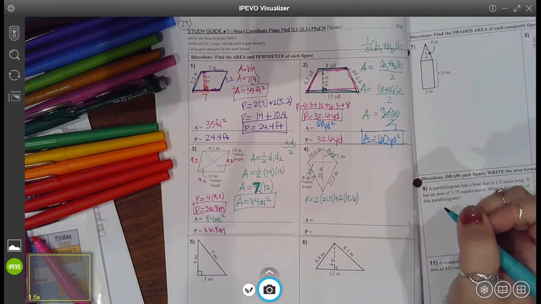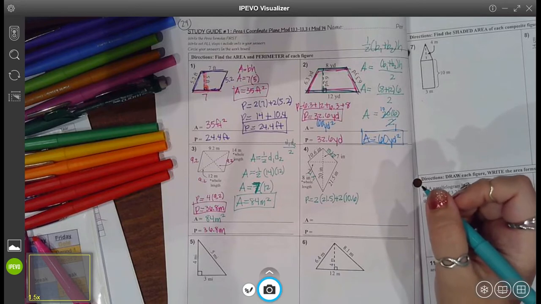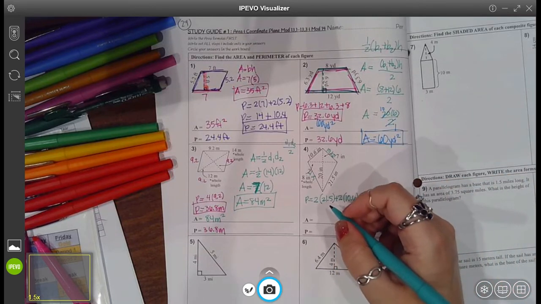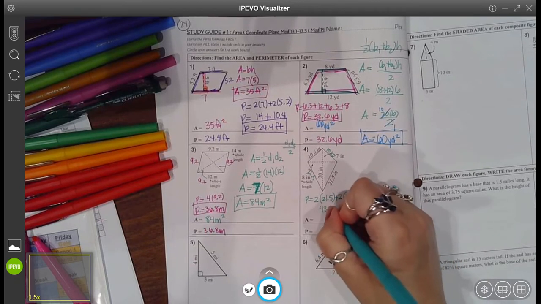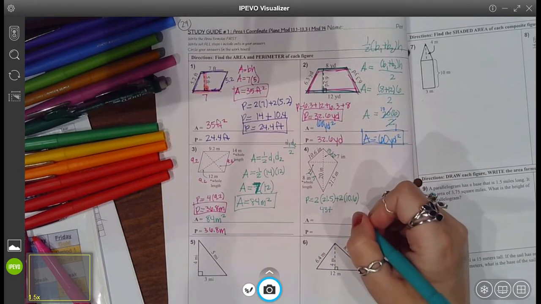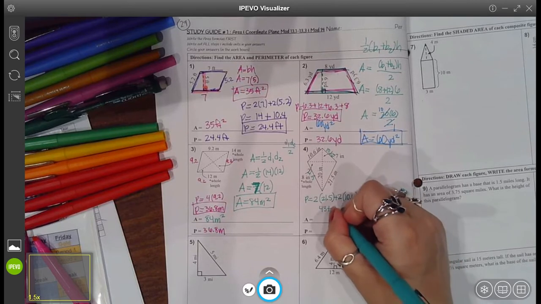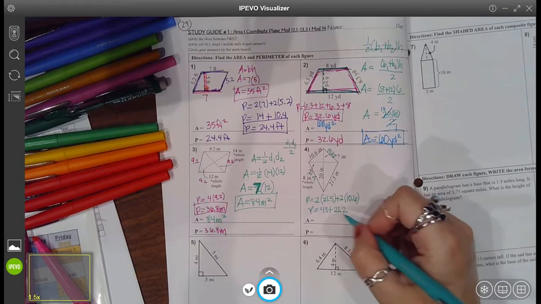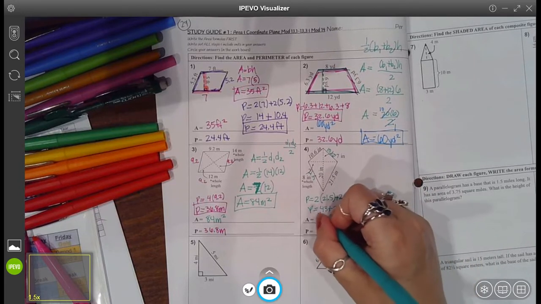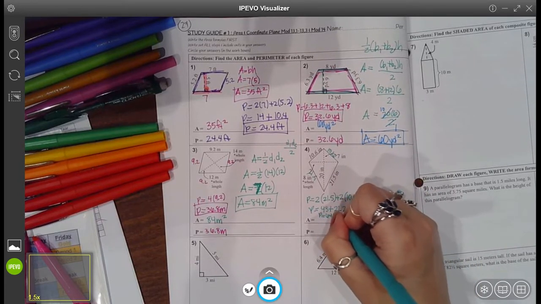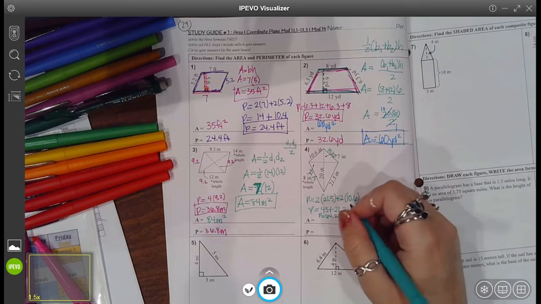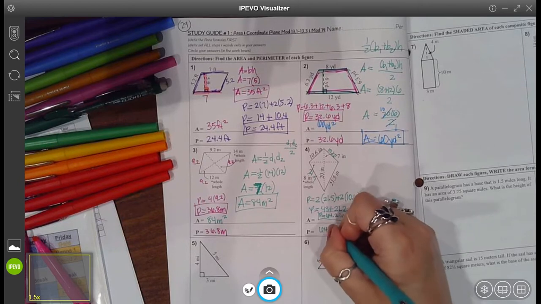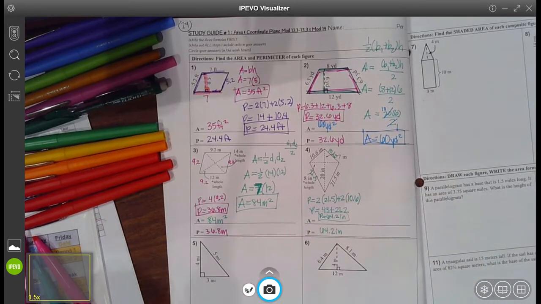So go ahead and type those into your calculator. Okay. So you did 2 times 21.5 and you got 43. Plus you did 2 times 10.6 and you got 21.2. Add those two numbers together and you get P equals 64.2. Is it inches or inches squared? Inches, because it's perimeter. So P is 64.2 inches.